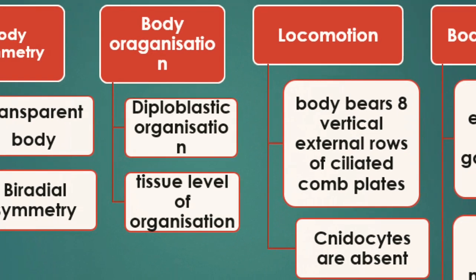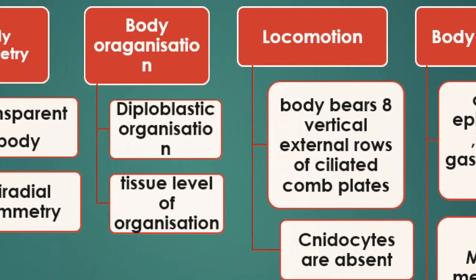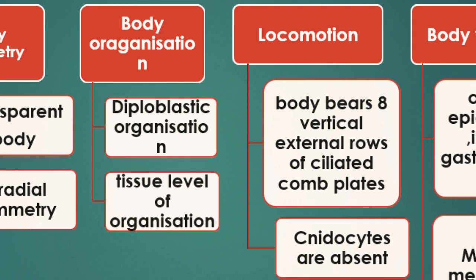Now coming to the locomotion, this is very, very important, students. These animals bear 8 vertical external rows of ciliated comb plates. Comb plates, the name suggests, this is the reason they are known as comb jellies.